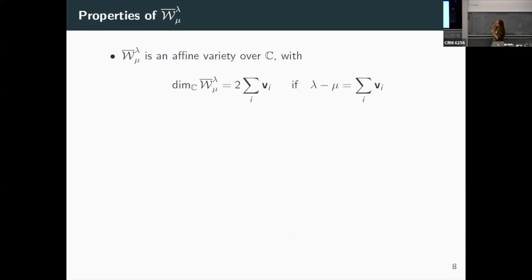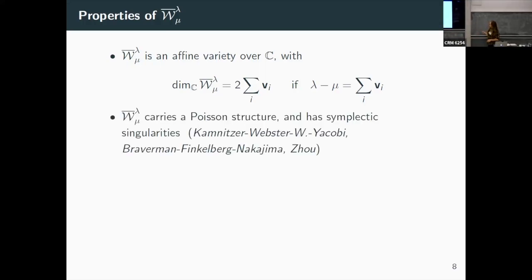Just to mention a few properties. In spite of the complicated looking definition, this is actually a finite dimensional affine variety. The dimension is something. If lambda minus mu, there's supposed to be an alpha-i check here, but if you wrote it as a sum of simple roots, you just take twice their sum. So that's missing here again. Sorry, it's probably more typos. What else? These are actually Poisson varieties. They have some Poisson structure. In fact, they have what are called symplectic singularities. So they're a very nice family of Poisson varieties. I won't touch on this anymore, but just mention.